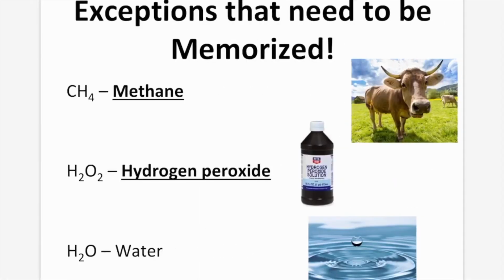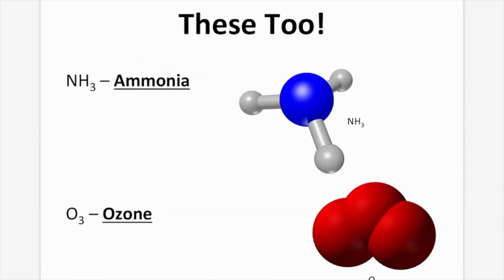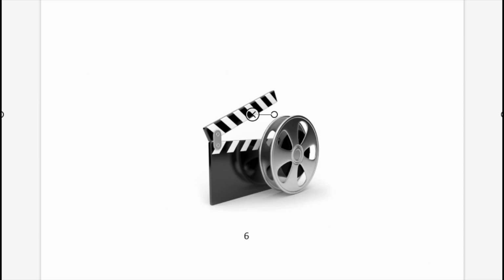Exceptions that do need to be memorized. CH4, that would be carbon tetrahydride, but there's a common name for it as well, and that's called methane. H2O2 would be dihydrogen dioxide, but it's also called hydrogen peroxide. And H2O we know as water. NH3 is also called ammonia. O3 we call ozone. And that concludes our lesson on molecular compounds.